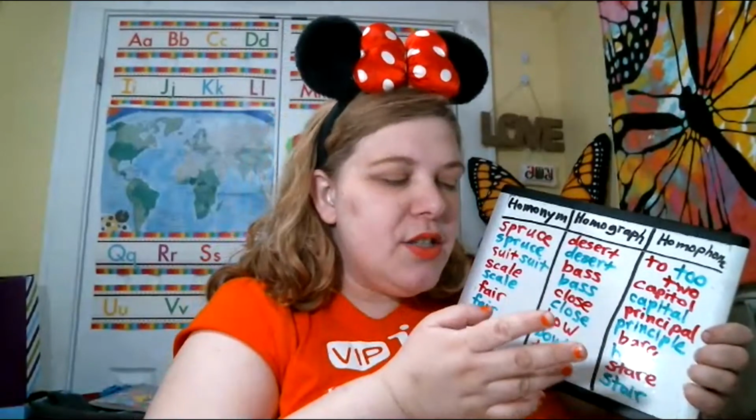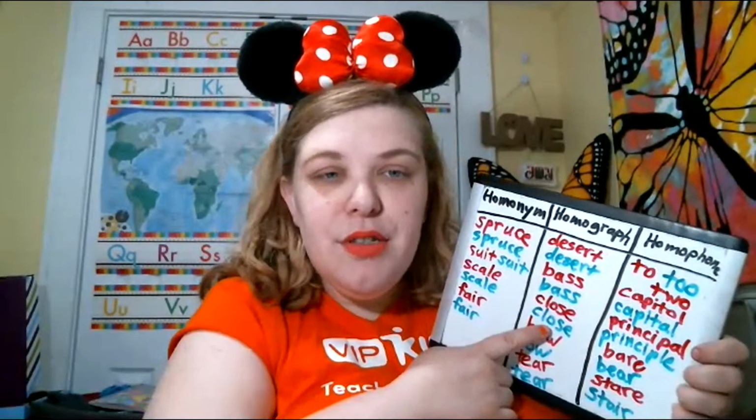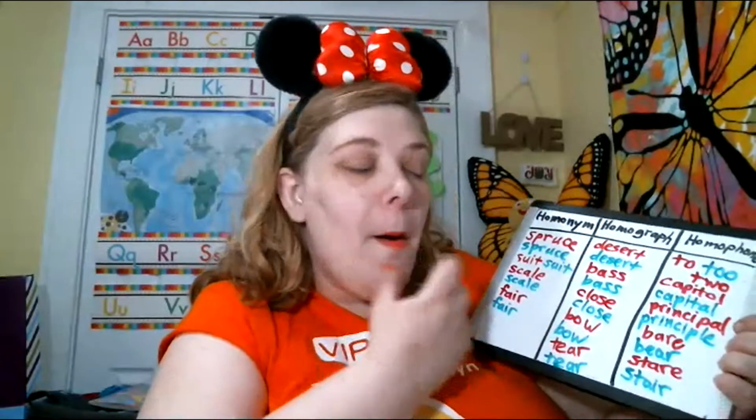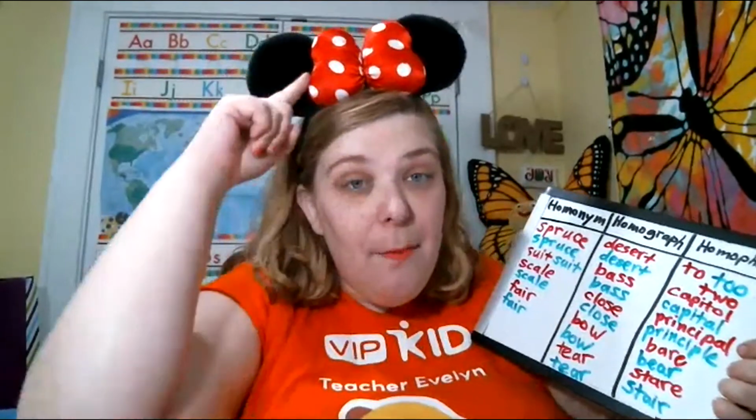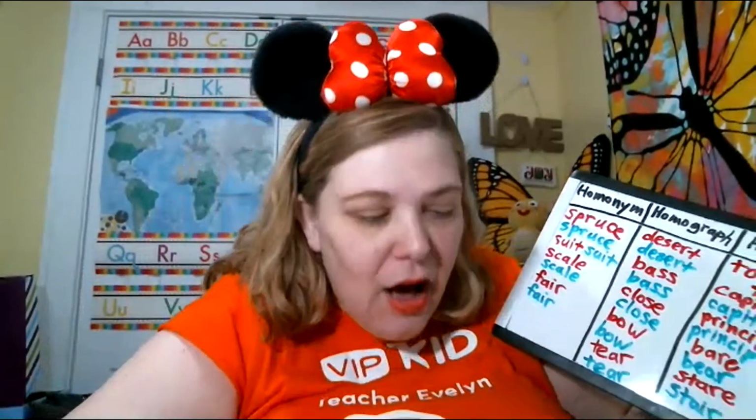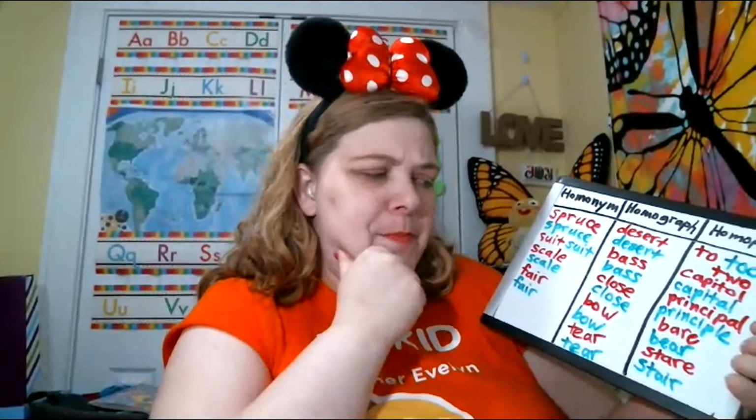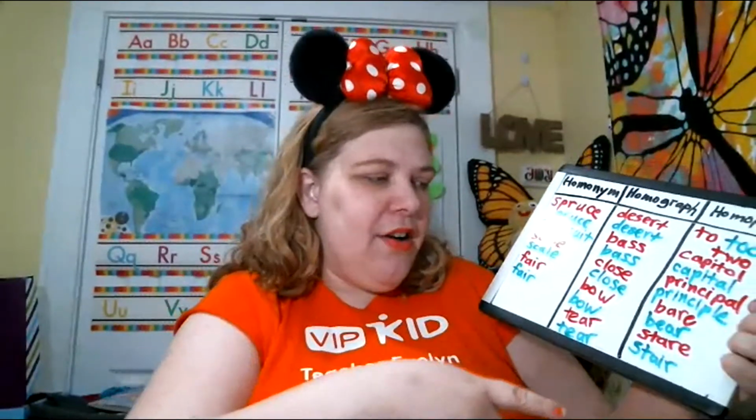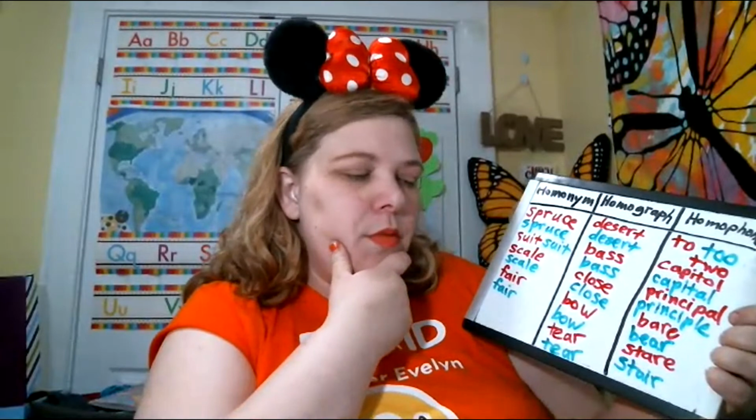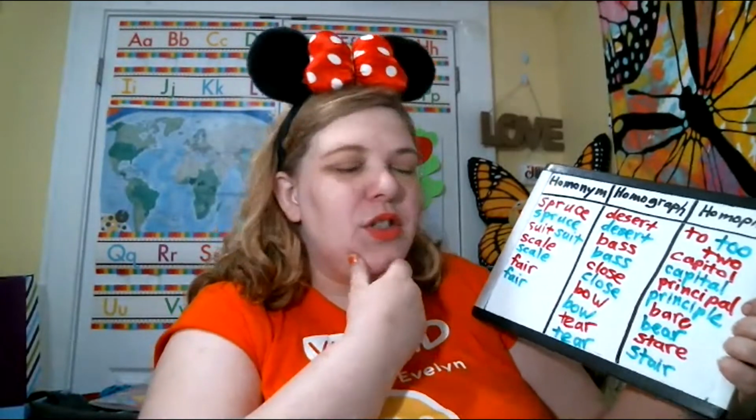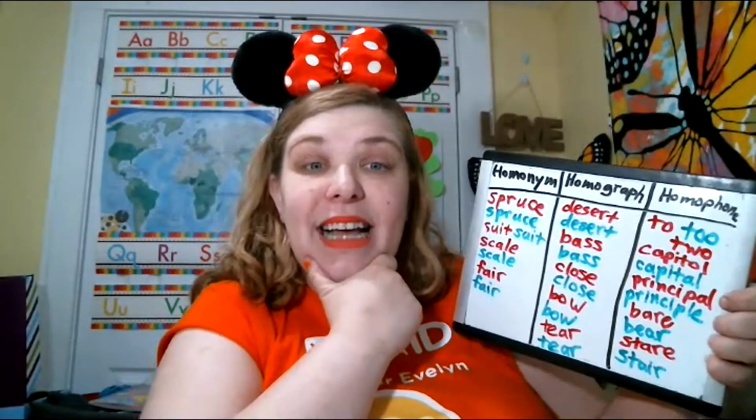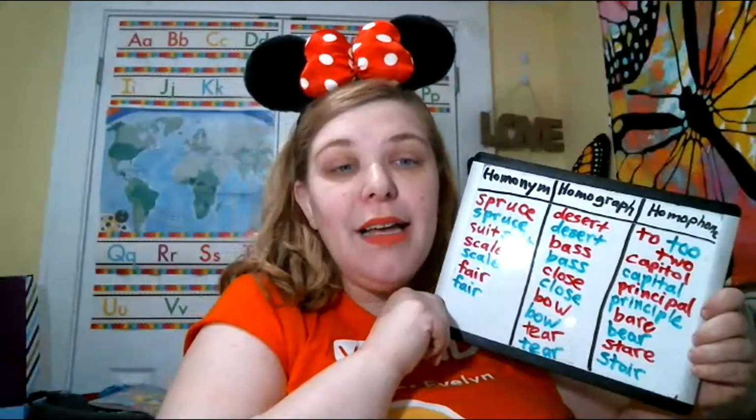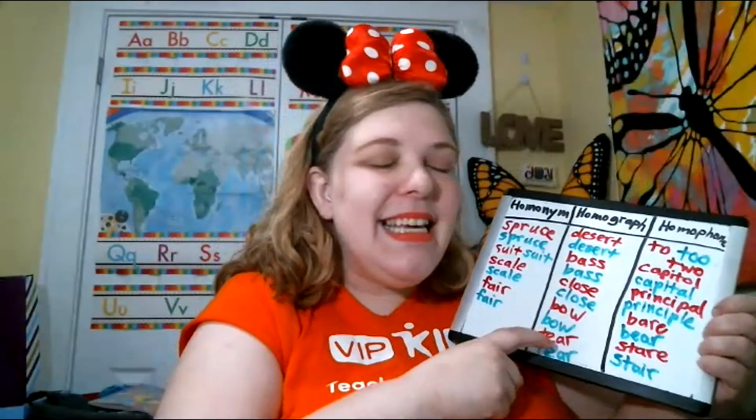So I closed the store. I'm close to you. I'm close to my mom. I'm close to the store. Bow. I have a bow in my hair. I bow. Again, a bow and arrow. I take a bow. So again, they look the same, sound different, have different meanings. Why? I don't know.